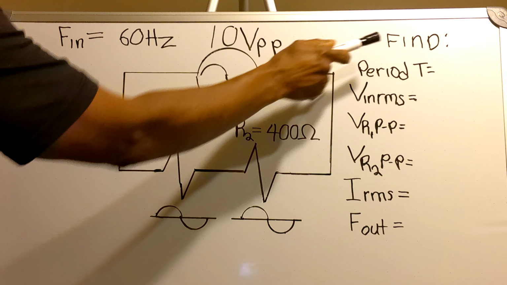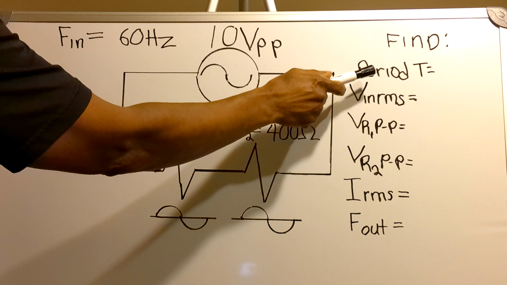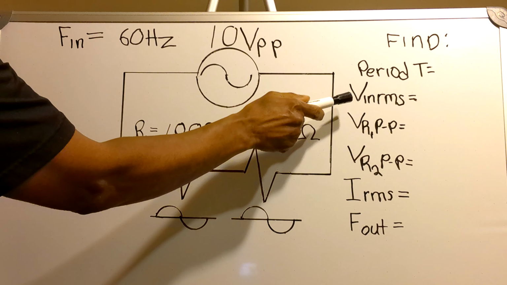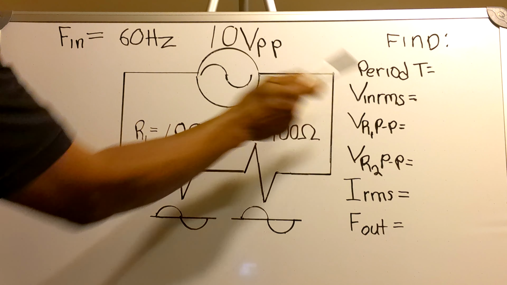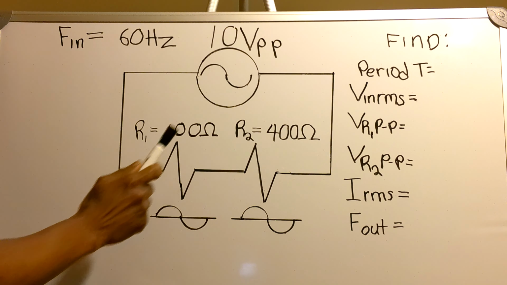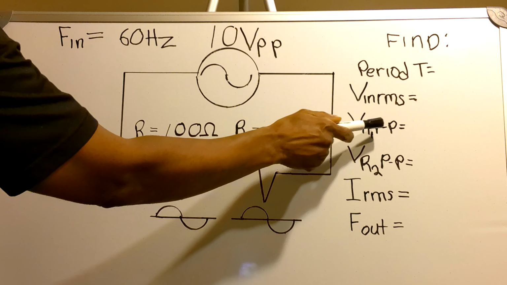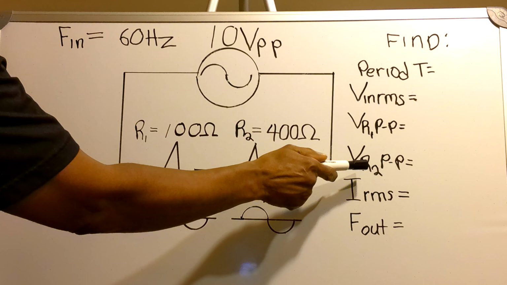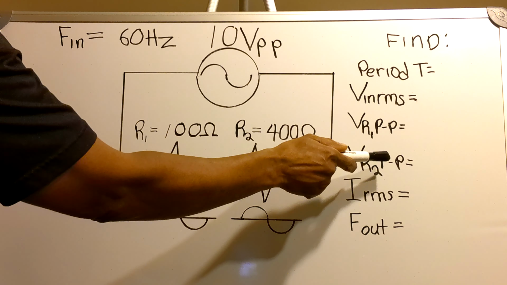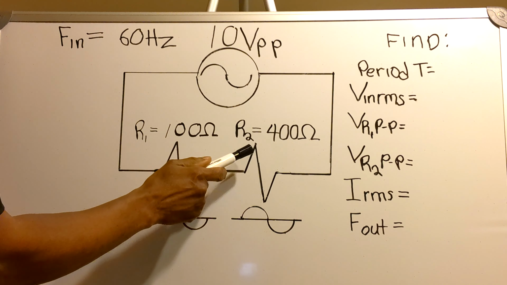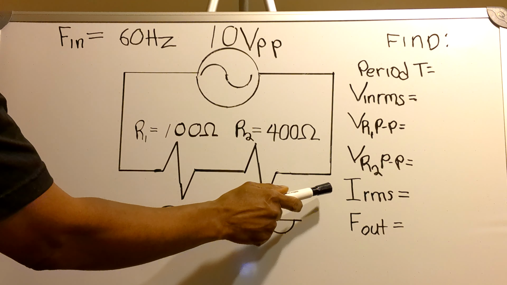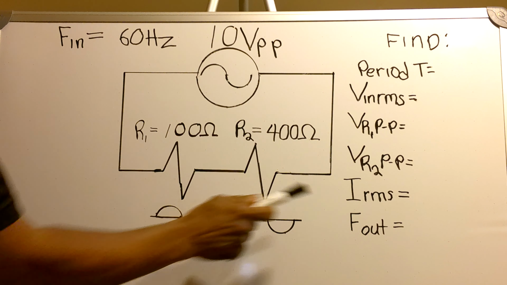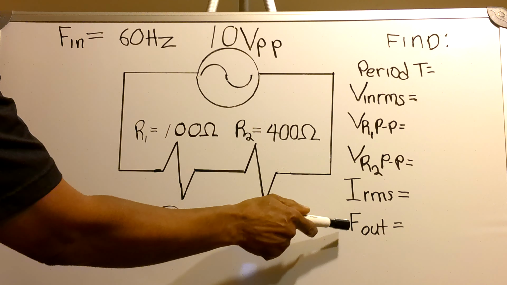And I'm going to find the period T, the volts in RMS, the peak to peak voltage across resistor 1, and the peak to peak voltage across resistor 2. And I will also be finding the RMS current and the frequency out.